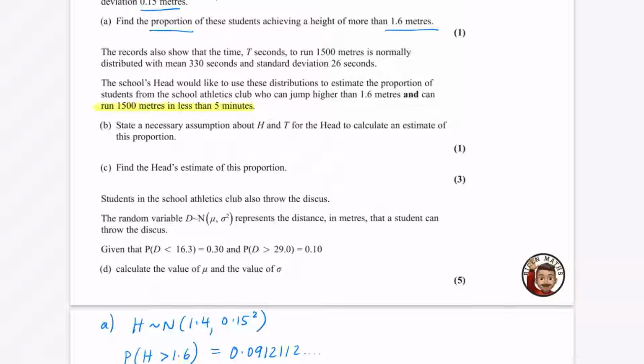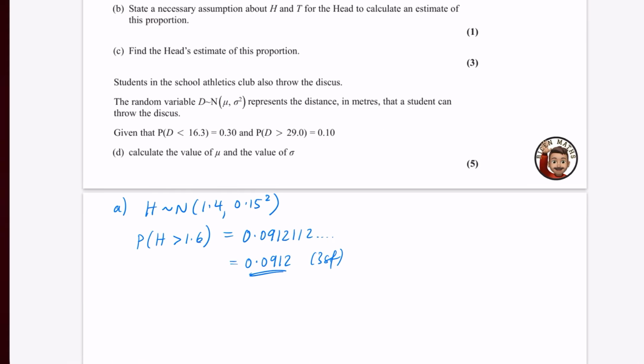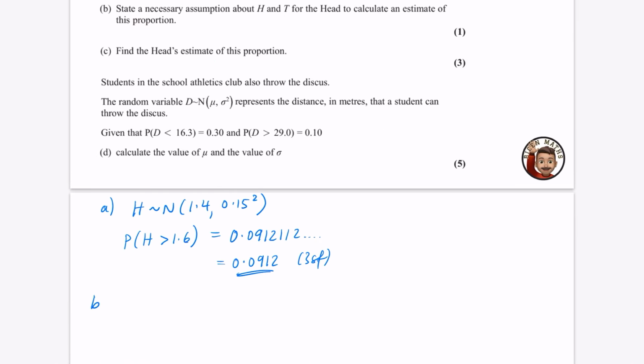In reality, it's not likely that they will be independent, because it's possible a very athletic student will be able to do a high jump well and probably do the 1500 meters well. Maybe not, but that's usually some kind of link we might expect. So for part B, I think we just need to say that H and T must be assumed to be independent, and then we pretty much know what part C is going to be.